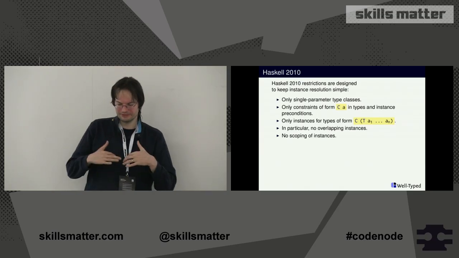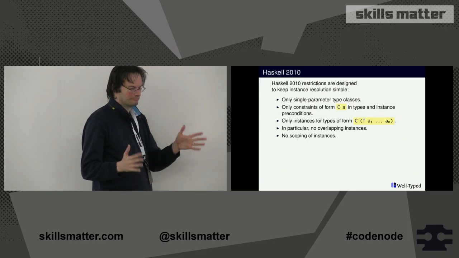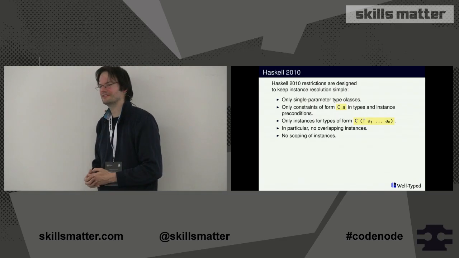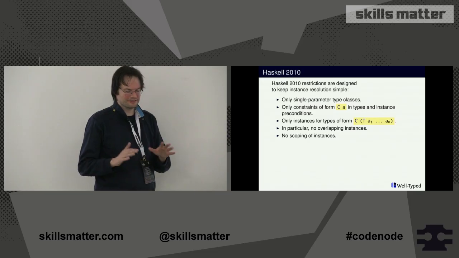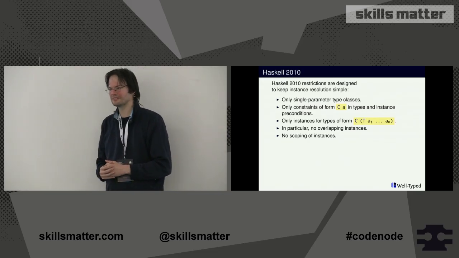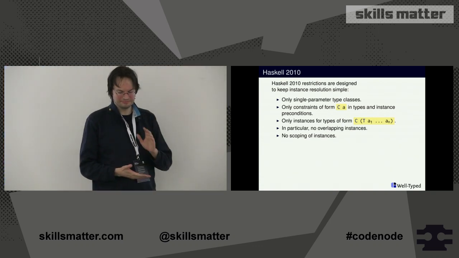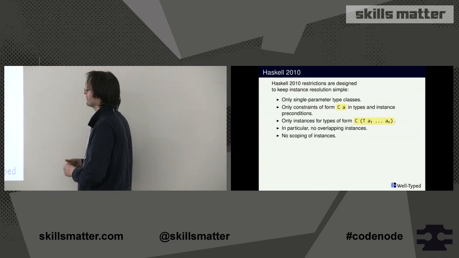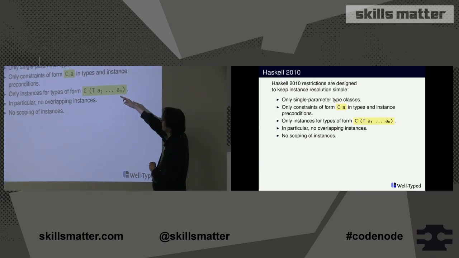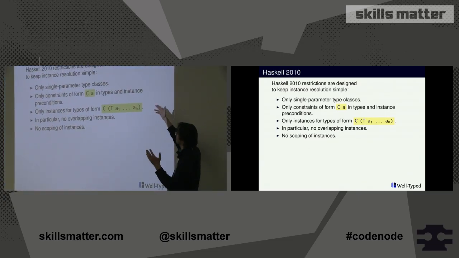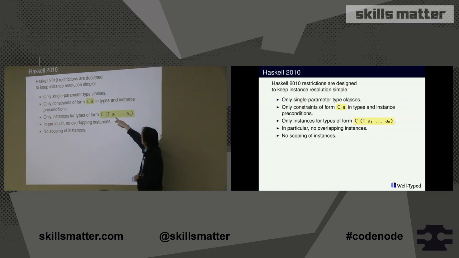Okay, so now if you look at all this, one of the things to realize is that all the seemingly random restrictions that the class system imposes on you in Haskell 98 and also Haskell 2010 are actually just designed to make the implementer's job relatively simple here. They're all designed to keep this instance resolution relatively simple. So what kind of restrictions do we have? We can only use single parameter type classes. We can only use constraints of the form C of A in both types, signatures, and instance preconditions. We can only give instances for types of the form T applied to a sequence of variables.